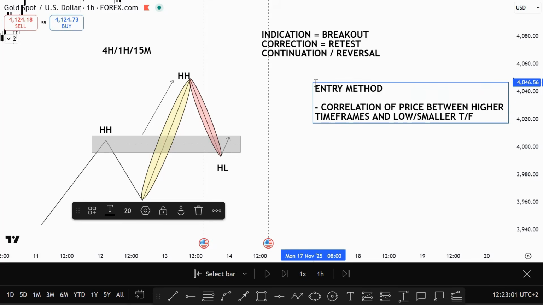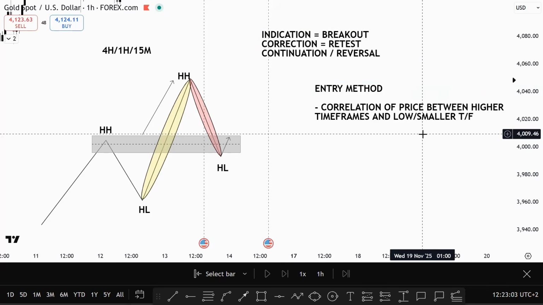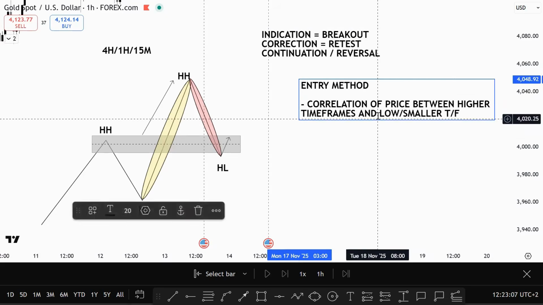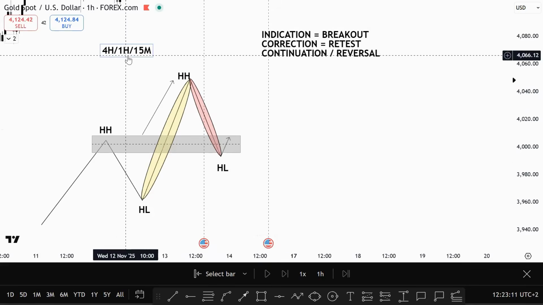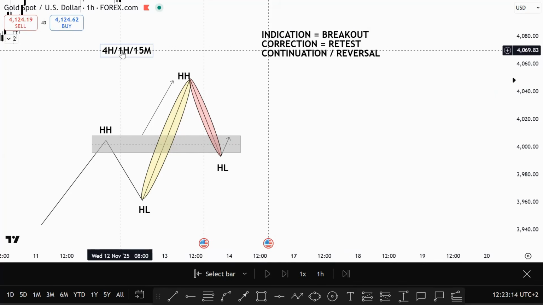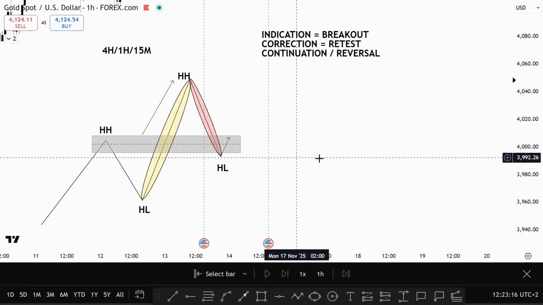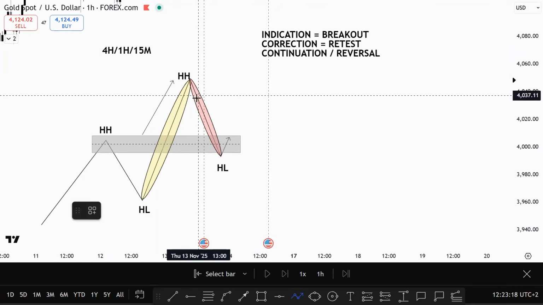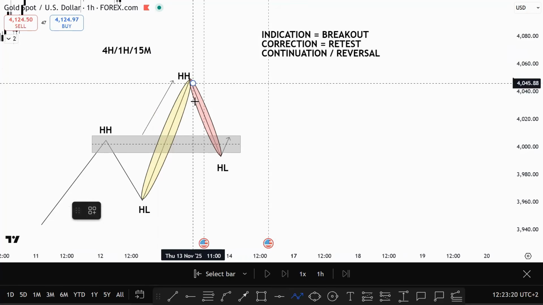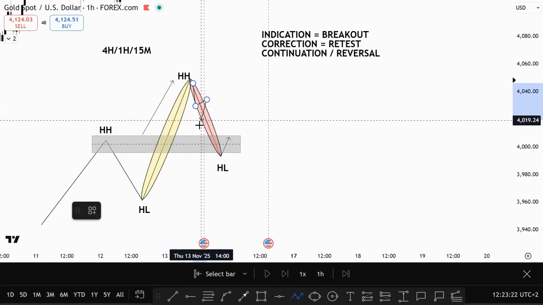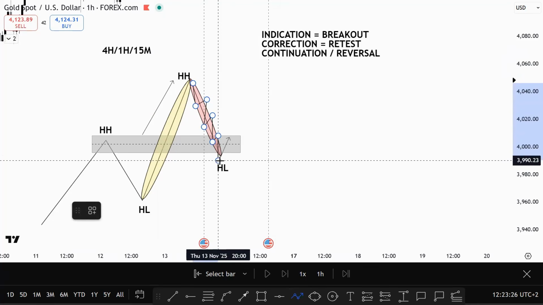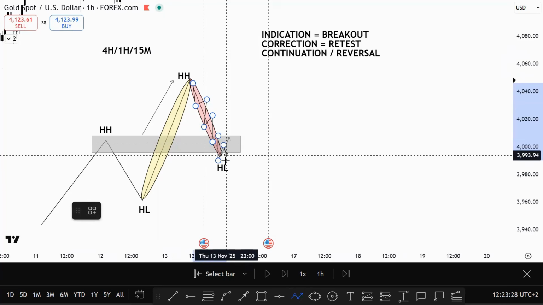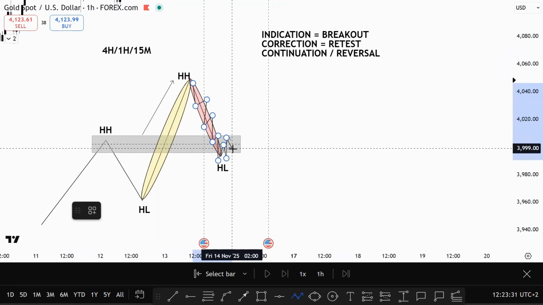Right. And what do I mean by I want to see a correlation between the higher time frames and the lower time frames? So let's say you found this move from the 4 hour or the 1 hour. Now when you go down to the 15 minute, you find out while price was correcting to the downside, it was giving you a trend, lower lows and lower highs, and then a lower low, a lower high, and then a higher low, and then a higher high, higher low.